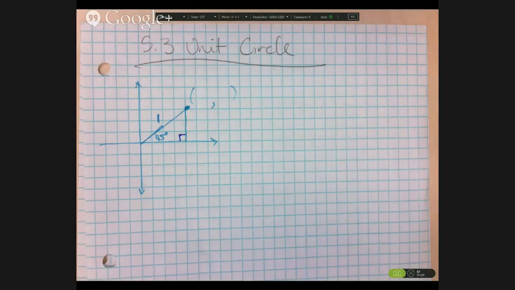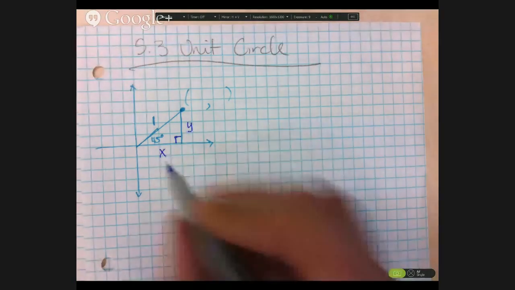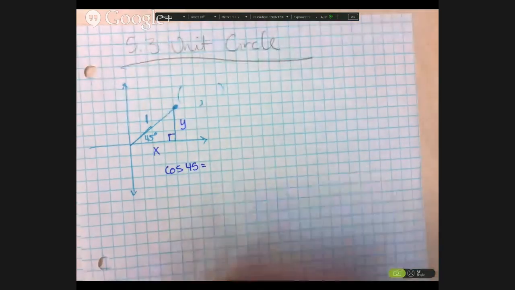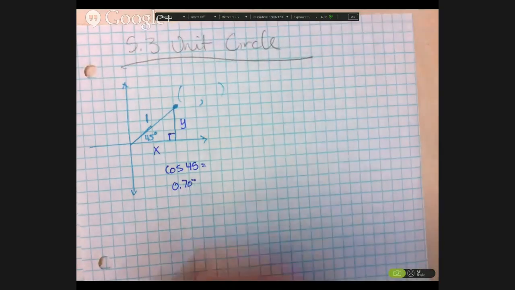Okay, so based on the warm-up this morning, what is the cosine of 45 degrees? Let's call this x and this y. Okay, so we have 0.707. We're going to actually use page 287. Remember that table I showed you yesterday? We'll turn to page 287. Okay, cosine of 45 is what?